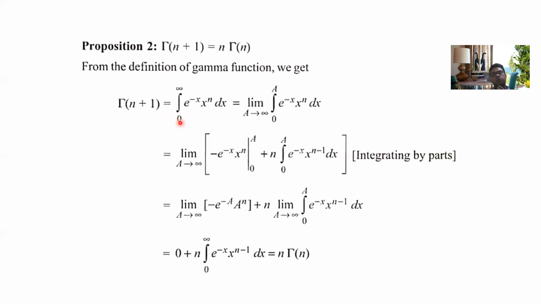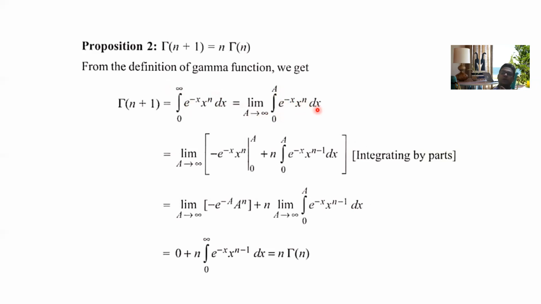So gamma n plus 1 is equal to the integral from 0 to infinity of e to the power minus x, x to the power n plus 1 minus 1. The n plus 1 minus 1 simplifies, so you have e to the power minus x, x to the power n dx. Since the upper limit is infinity, you may write it as the limit as a tends to infinity of the integral from 0 to a of e to the power minus x, x to the power n dx.